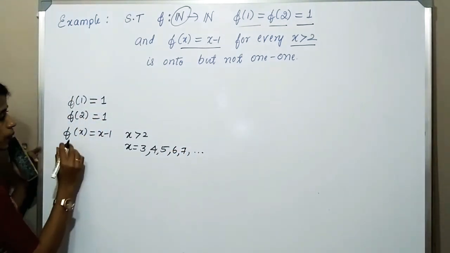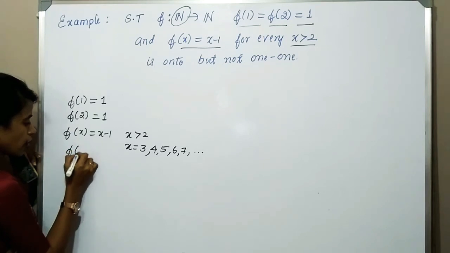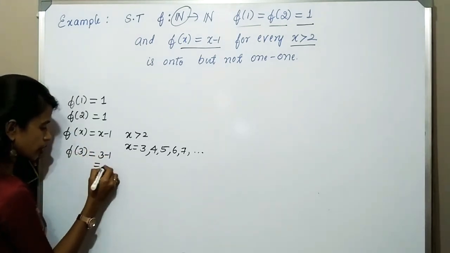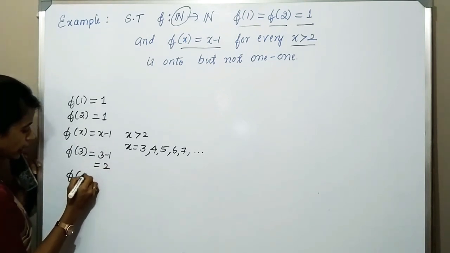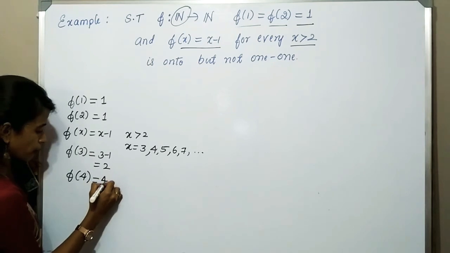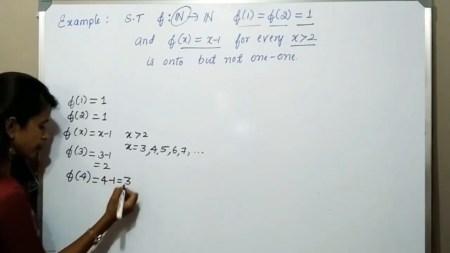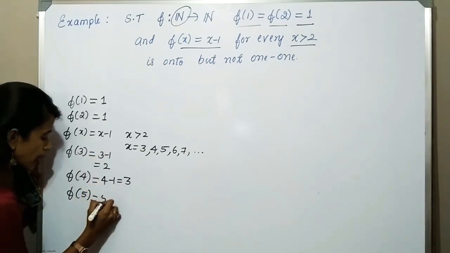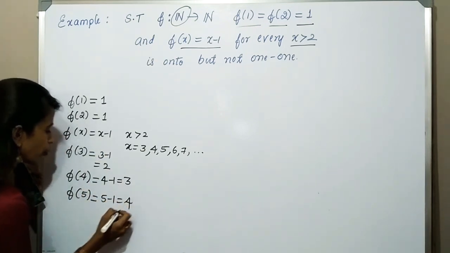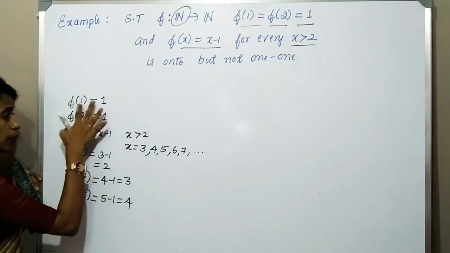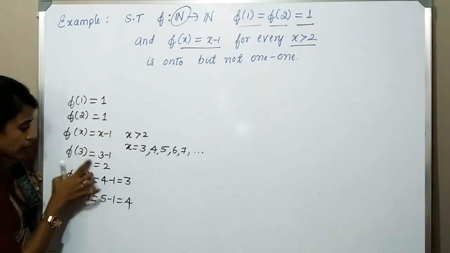Okay. So for those, f of 3 is what? If I take 3, 3 minus 1, that is 2. If I take 4, then in place of x it becomes 4 minus 1, which is 3. If I take 5, then it becomes 5 minus 1, which is 4. That is, f of 1 maps to 1, f of 2 maps to 1. That is, 1 maps to 1, 2 maps to 1. But 3 maps to 2.